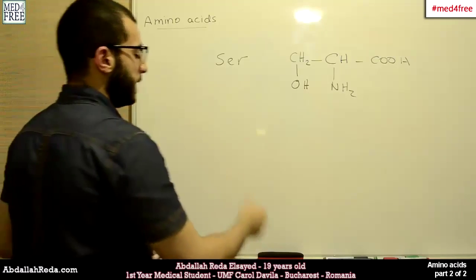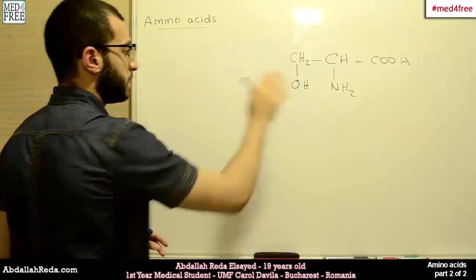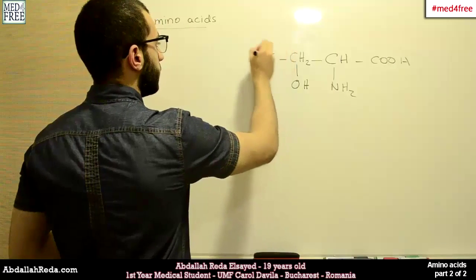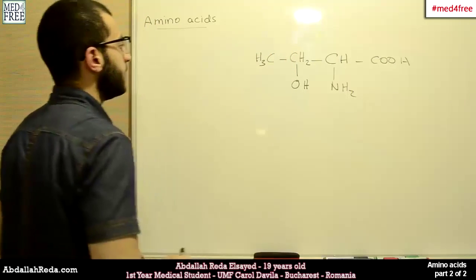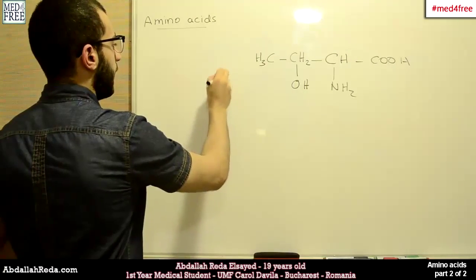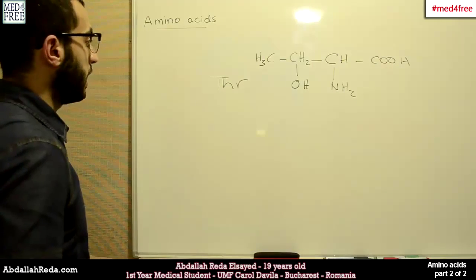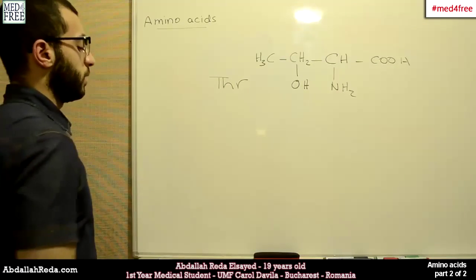And the next amino acid has an extra methyl group on the same structure, like that, and it's called threonine, and it's abbreviated to THR.